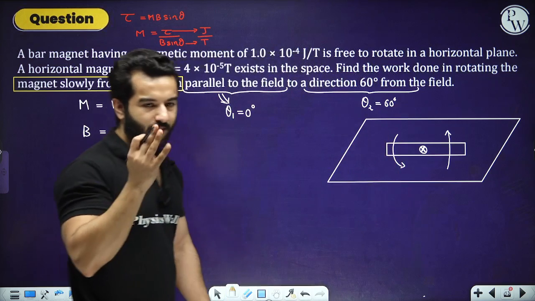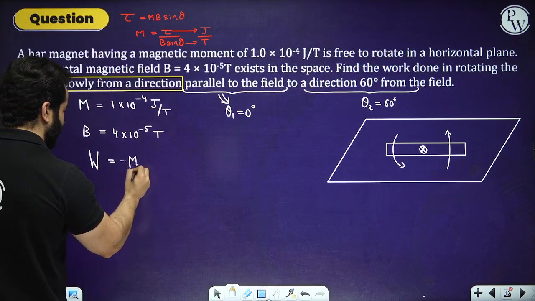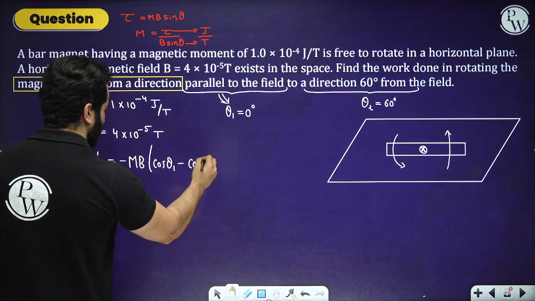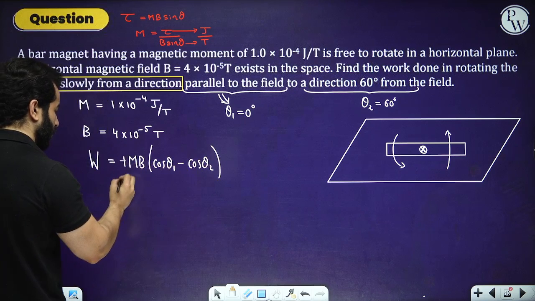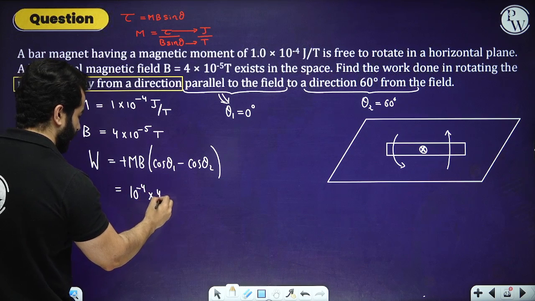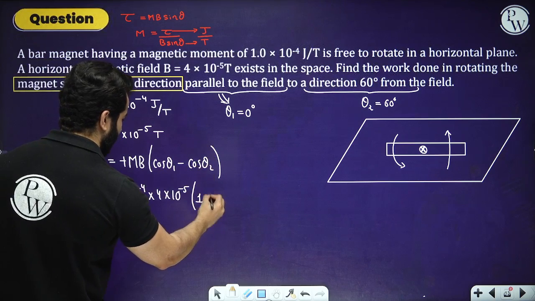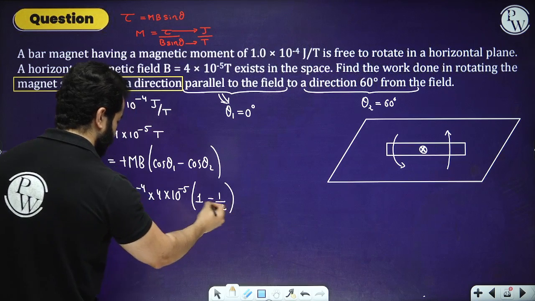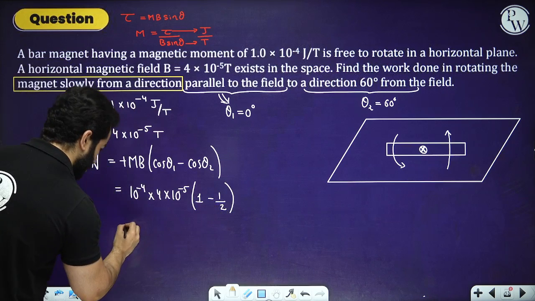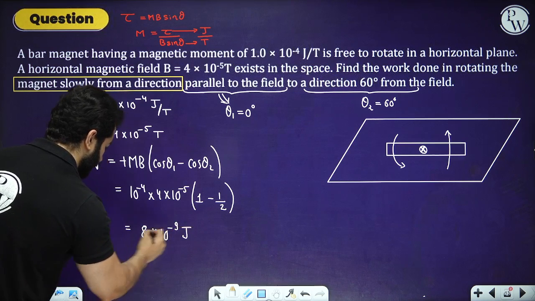Very easy. We have already discussed what the work done is going to be. Work done is going to be minus mB (cos theta 1 minus cos theta 2). And by the way, if we write cos theta 1 over here, it will become plus. So m was 10 to the power minus 4 into 10 to the power minus 5. Cos 0 will be 1, minus cos theta 2 is going to be 1 by 2. So this will become 0.5. This will be something like 8 into 10 to the power minus 9 joule of work done is needed.